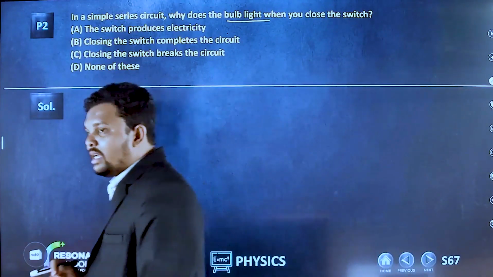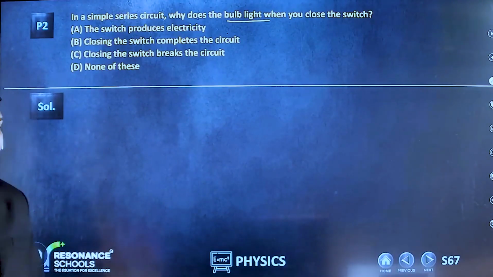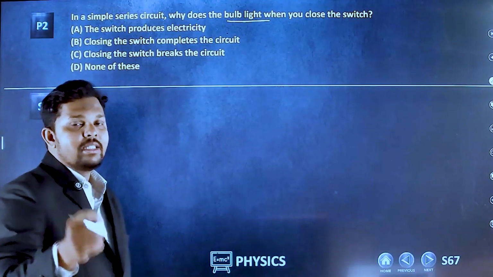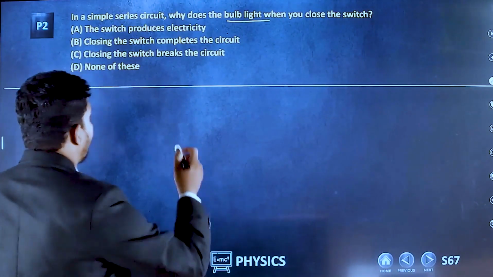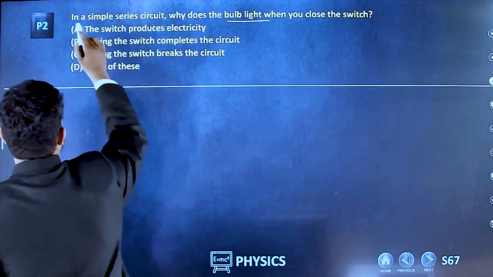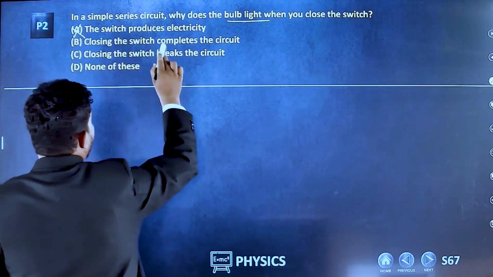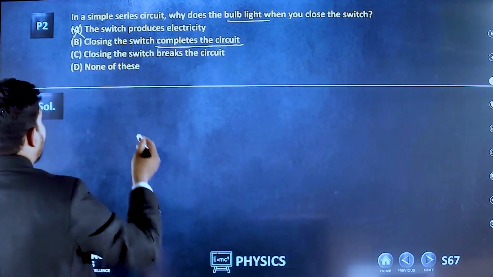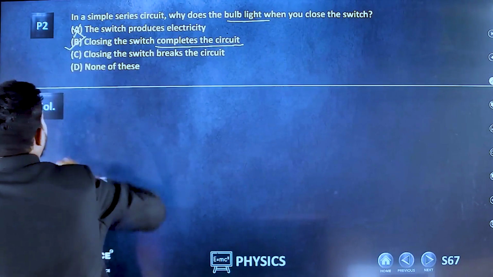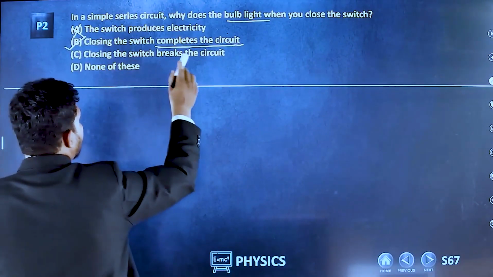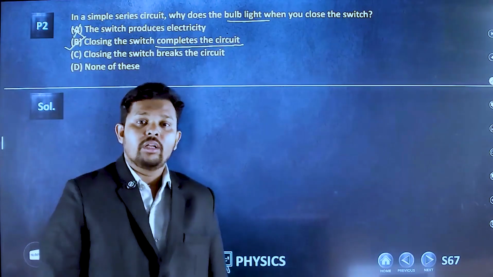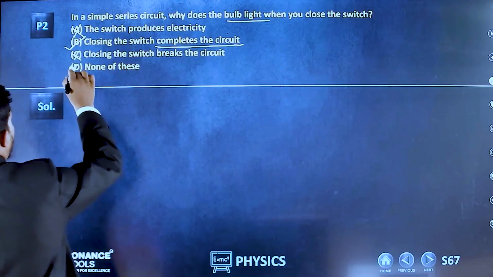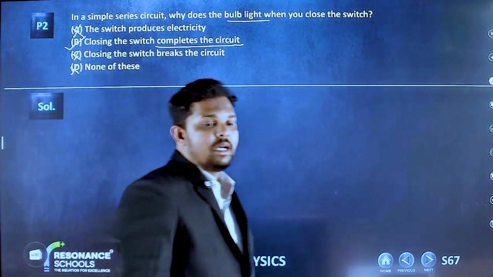It is basically considered as a closed circuit. Does the switch produce electricity? No, closing the switch completes the circuit. It relates to the concept of the closed circuit. It completes the circuit. That is absolutely correct. Now, does closing the switch break the circuit? No, closing the switch does not break the circuit, and none of the others is the right answer. Hence option B is the correct answer for this.